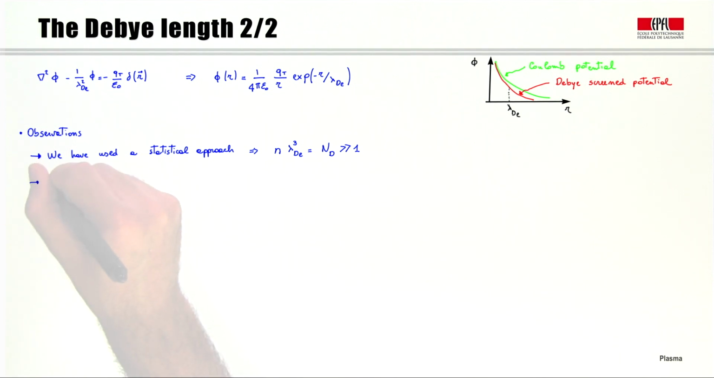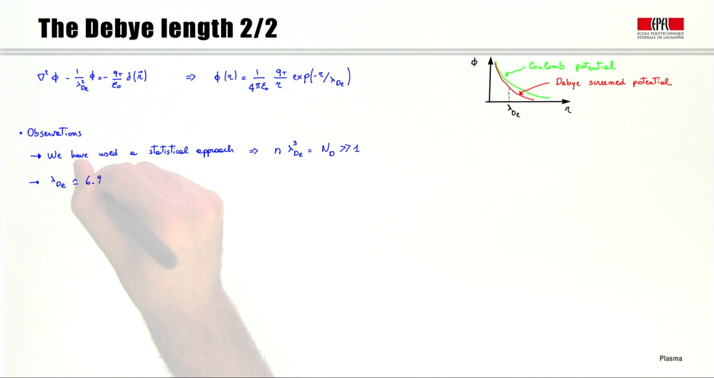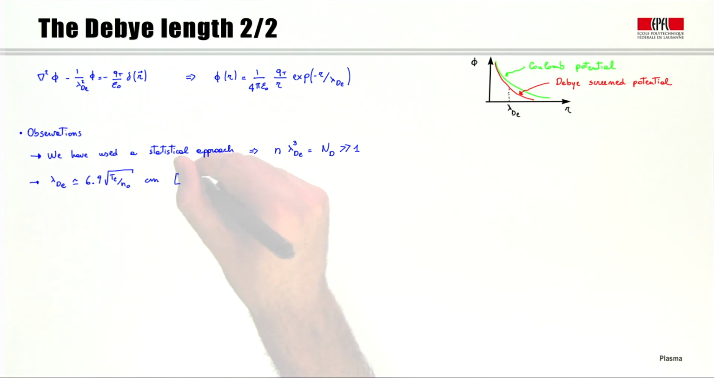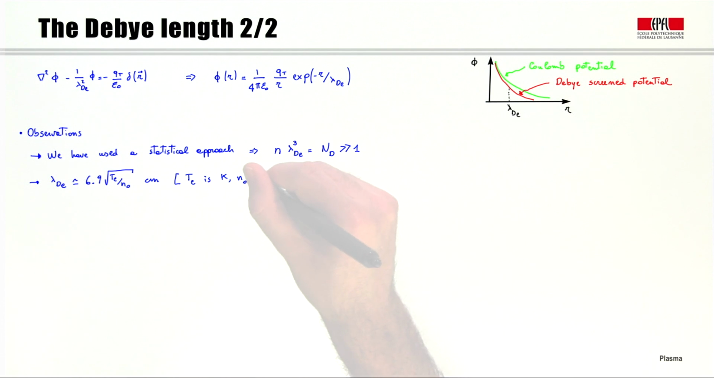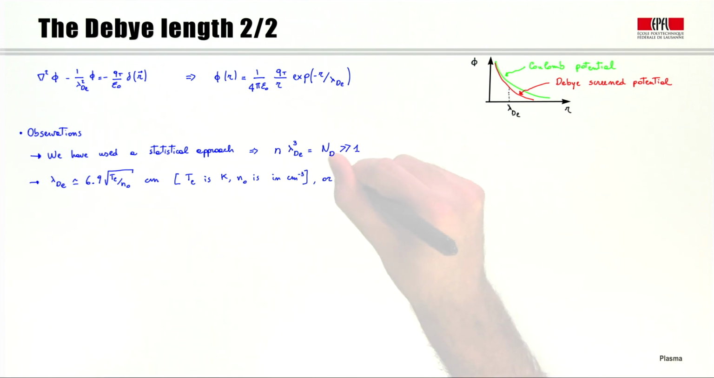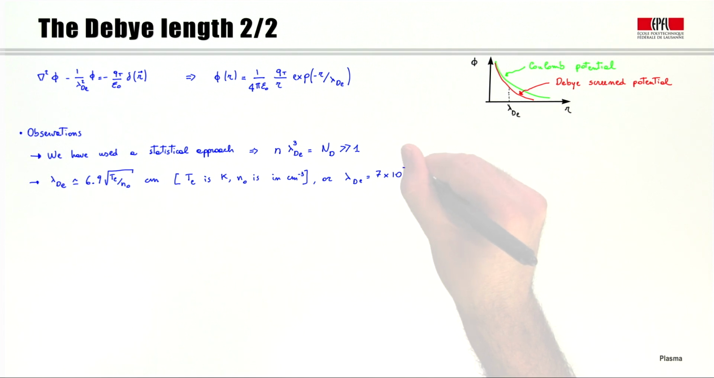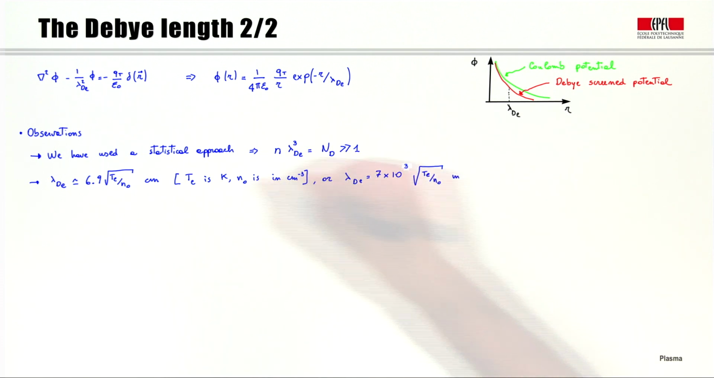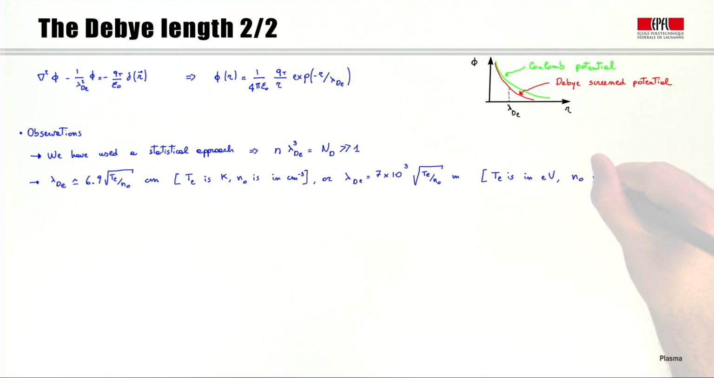Second observation: if we want to give an estimate of the Debye length, this will depend basically on temperature and density, and will be given by 6.9 square root of Te over n0 centimeters, if you express the electron temperature in Kelvin and the density in particles per cubic centimeter. Or you can also express lambda Debye as 7 times square root of Te over n0 meters, but in this case you have to express the electron temperature in electron volts and the density in particles per cubic meter.